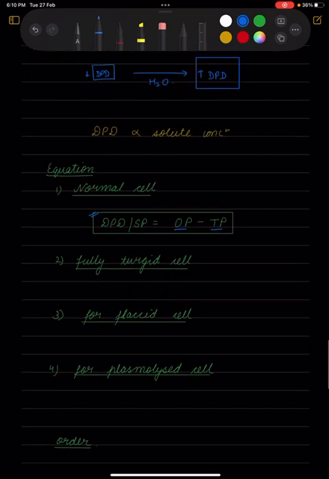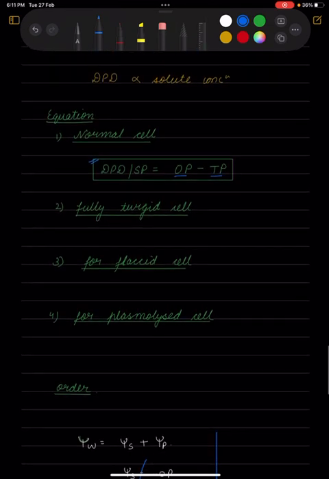So in the normal cell, in the fully turgid cell. If our cell is fully turgid, it means that the wall pressure and the turgor pressure are both equal in this case. So the turgor pressure is equal to the osmotic pressure, and if both things are equal, then they will cancel each other. So diffusion pressure deficit in the turgid cell is 0.